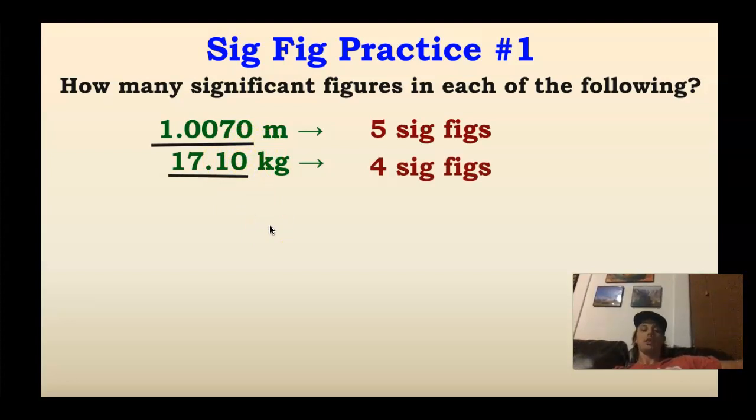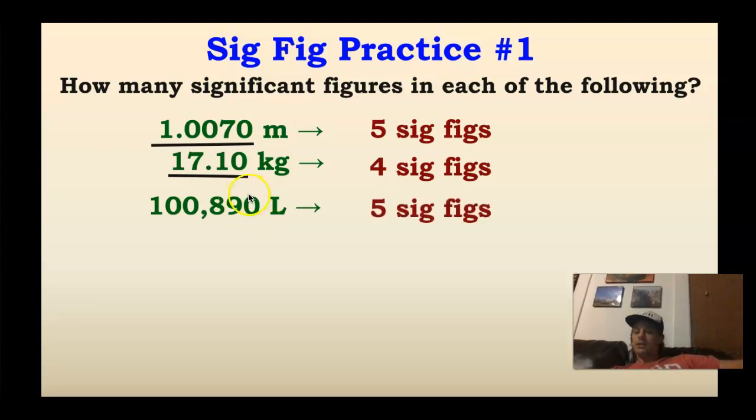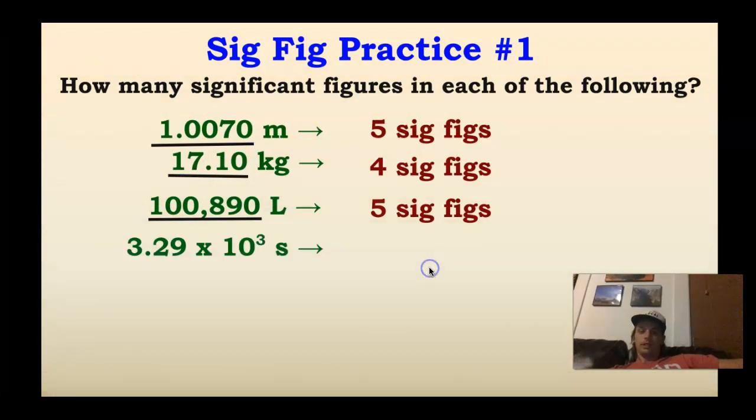Non-zero digits, always significant. How many sig figs? 5. Trailing zeros are not significant if there is no decimal. So this one, I'm sorry, this is an error. Okay? There should not be a line right here. There should not be a line right there. Okay? It should just be 1, 2, 3, 4, 5. Okay? All right. Next one.